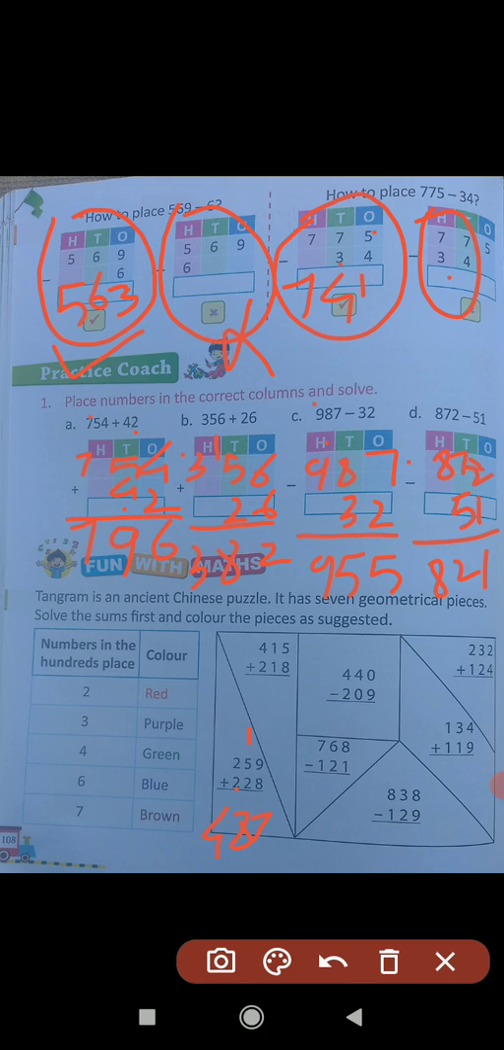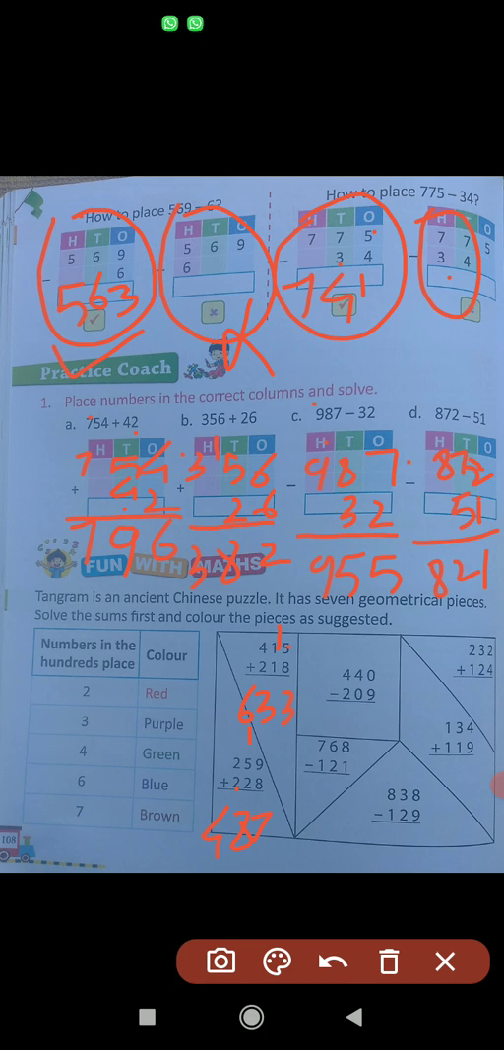Okay, next 415 plus 218. So see, in ones place column, 5 plus 8 is 13, right? 3 of 13. 1 will be carry in tens place. Okay, carry number 1, and remaining 1, 1, 2. 2 plus 1 is equal to 3, right? 3 number in tens place, and 4 plus 2 is equal to 6. Okay, answer is 633. 415 plus 218 is equal to 633. 633 is the sum or total.